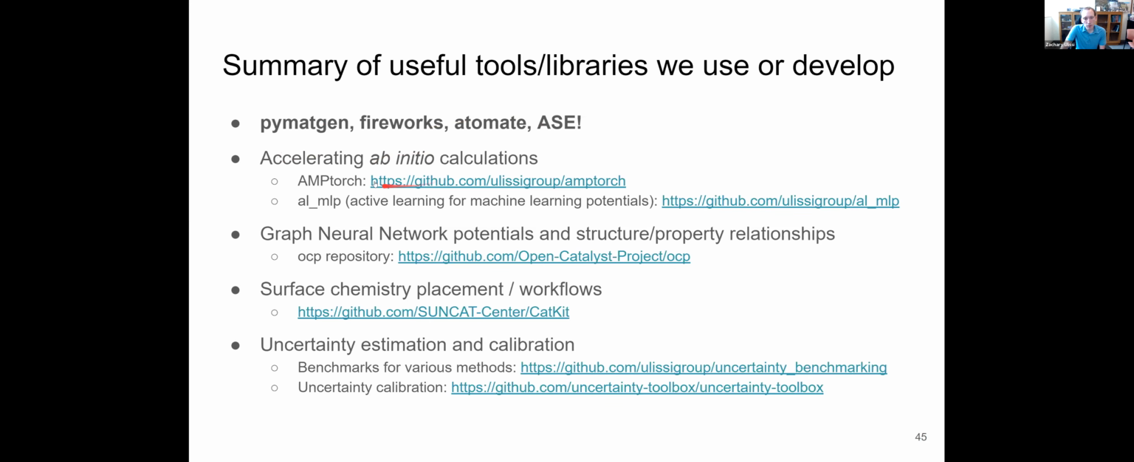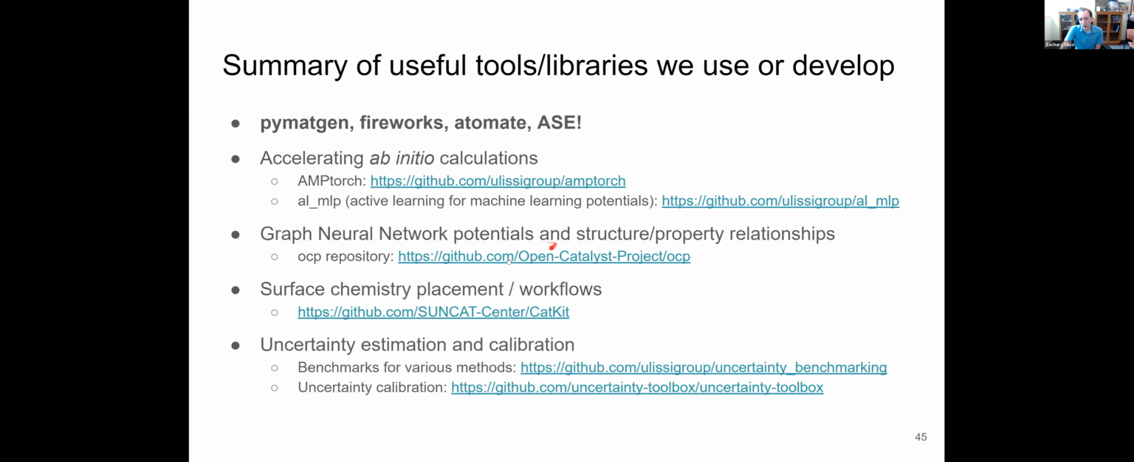The code that we use for making calculations faster is on our group repo, AmpTorch and ALMLP. This ALMLP is Active Learning for Machine Learning Potentials. Feel free to check it out. It's all public. If you have suggestions or anything doesn't work, let us know. We're happy to fix things or work together or whatever.